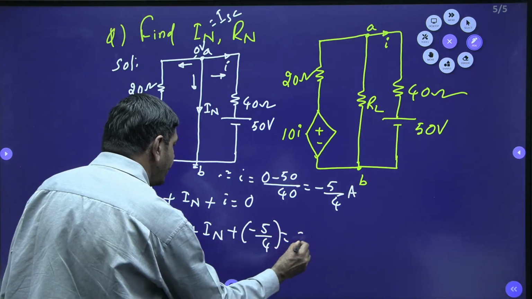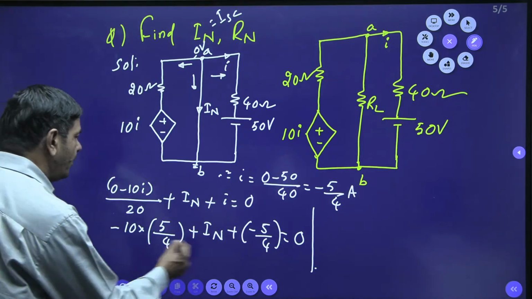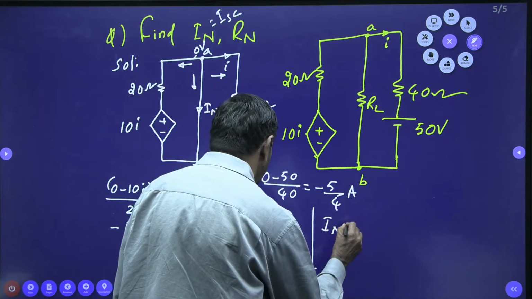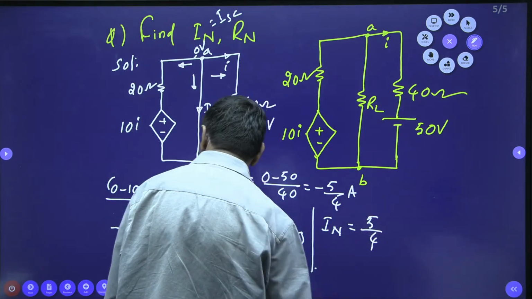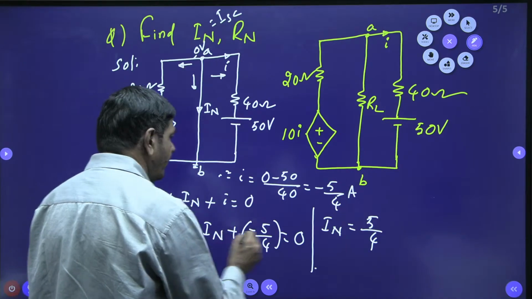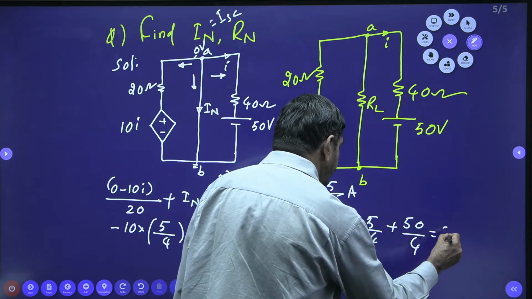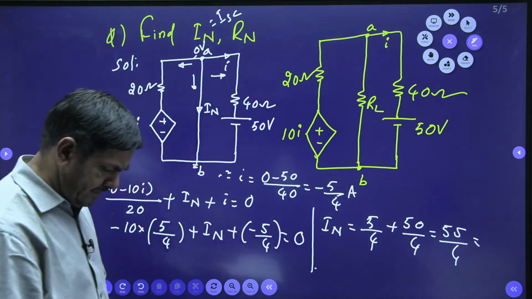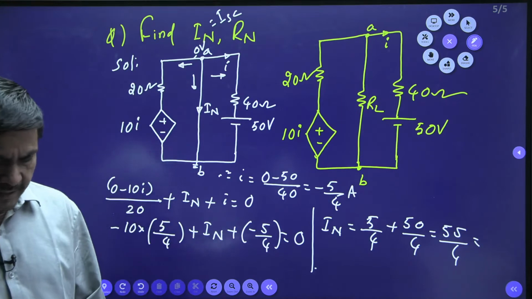Summation of all the currents equal to 0 only now, but here the 4 is LCM. Otherwise, IN we can find directly. IN equal to 5 by 4. If you bring this side, this becomes 5 by 4. Use calculator and tell me what answer is possible.